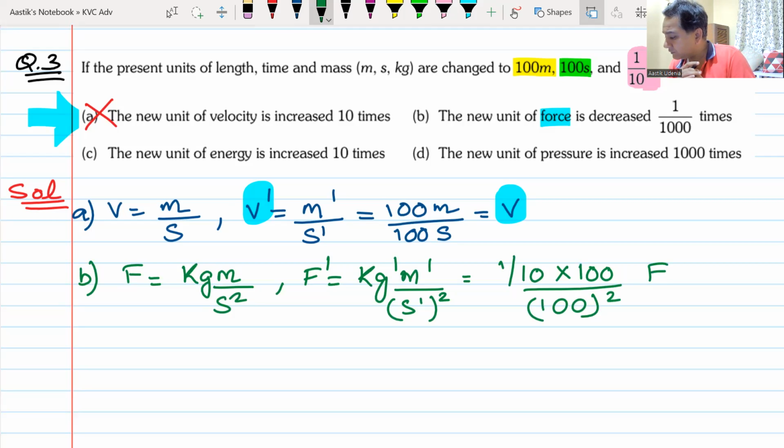If I solve this, I will have 10 divided by 10,000. I think I'm going to get 1 by 1,000, and therefore this option is correct. Yes or no? I will get from here F dash is F divided by 1,000. Option B is correct. Can I have raised hands from everyone that we understand this?